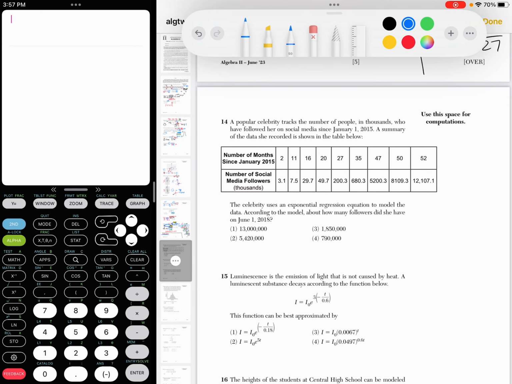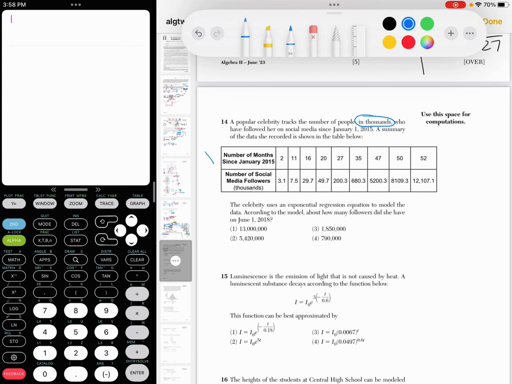All right, number 14 is a little lengthy, especially for a multiple choice question, but here we go. It says a popular celebrity tracks the number of people in thousands who have followed her on social media since January 1st, 2015. A summary of the data she recorded is shown in the table below. So it gives me an X and a Y column.